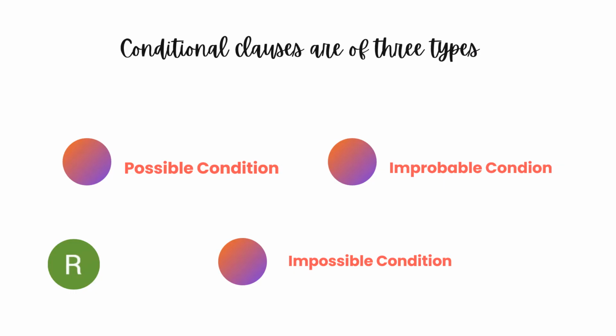In English, there are three types of conditional clauses. The first one is possible condition. As the name suggests, a possibility is mentioned here. The second one is improbable condition. It is not possible, but it is likely to happen in future. The third one is impossible condition, and there is no possibility of the happening of that thing.